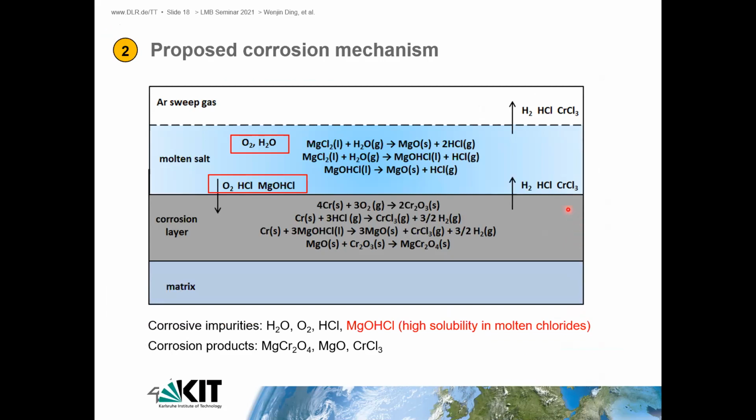And so we proposed the corrosion mechanism: the main impurities come from the atmosphere or from the adsorbed water or hydrolysis of the water in the salt. During heating, the magnesium hydroxide ion will be produced, and it is stable in the molten salt and can dissolve in the molten salt. Then it can corrode the alloys at high temperatures.